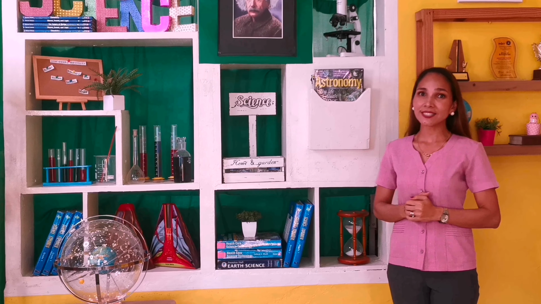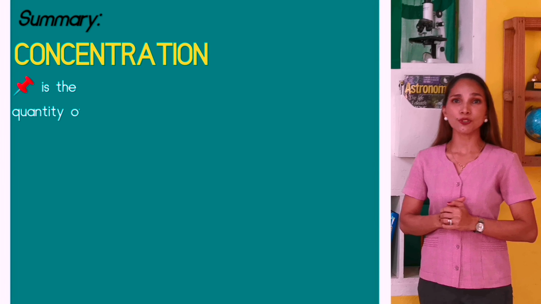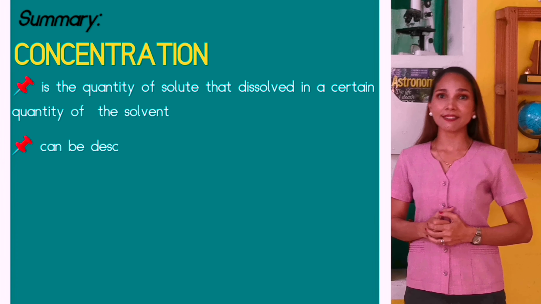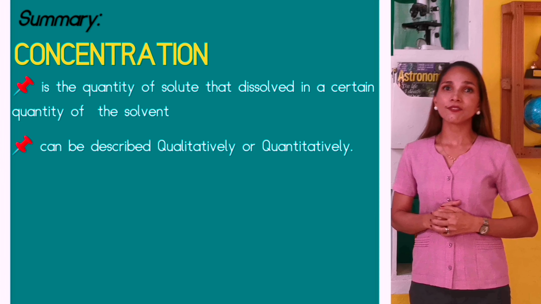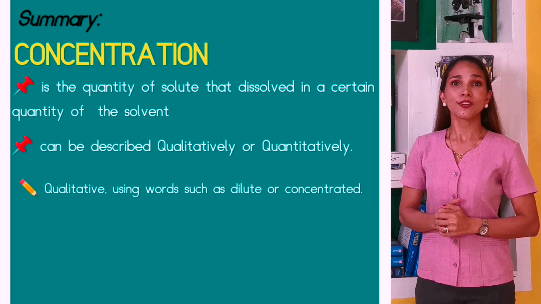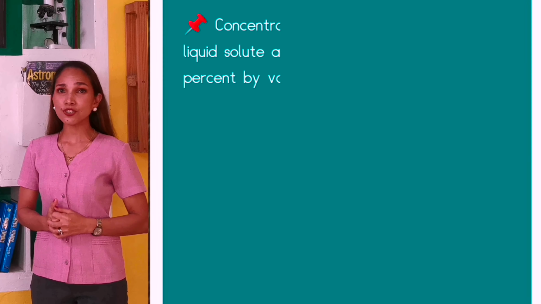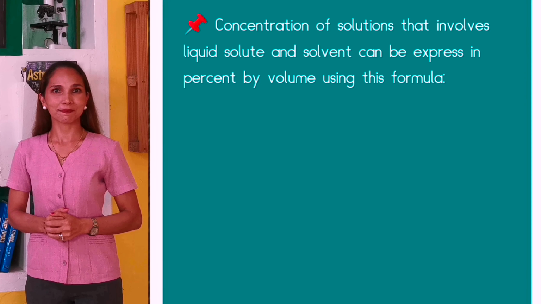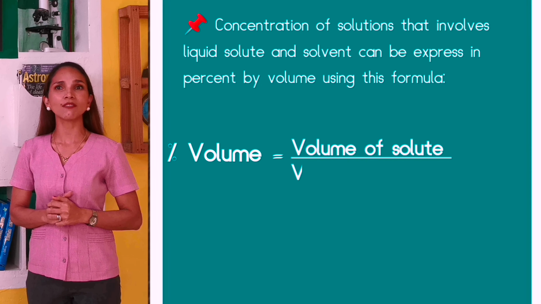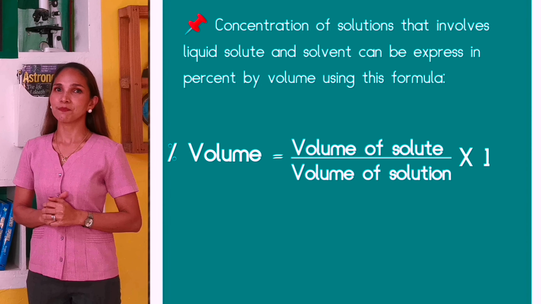Wow! Good job! To summarize our lesson, concentration is a quantity of solute that dissolve in a certain quantity of solvent. It can be described as qualitative and quantitative. Qualitative using the terms such as dilute and concentrated. Quantitative using numbers. Concentration of solution involves liquid solute and solvent can be expressed as percent by volume using this formula. Percent by volume is equal to volume of solute divided by volume of solution times 100%.